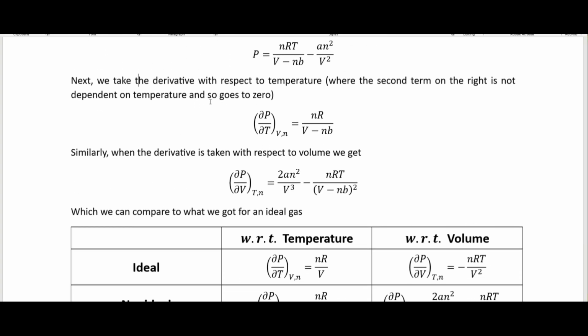Next, we want to take the derivative with respect to temperature. So the second term on the right is not dependent on temperature right here, so this is just going to drop out. And so if we take the derivative of this pressure here with respect to temperature, then this T right here will go away because we're taking the derivative with respect to that T. And so that gives us this right here. Similarly, when we get the derivative with respect to volume, what we end up with is right here. So now this is in terms of volume, so that does not drop out. So that becomes this right here. And then this we have to take with respect to volume. And so with that, we end up with this right here.